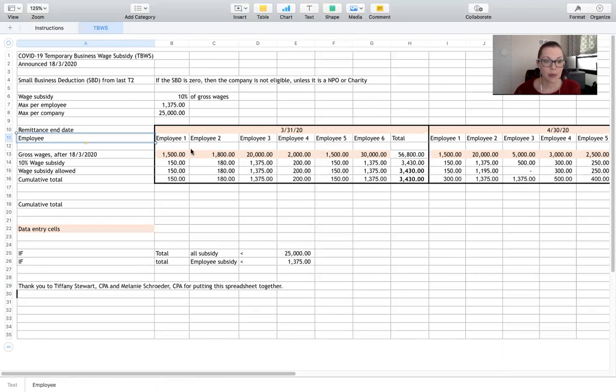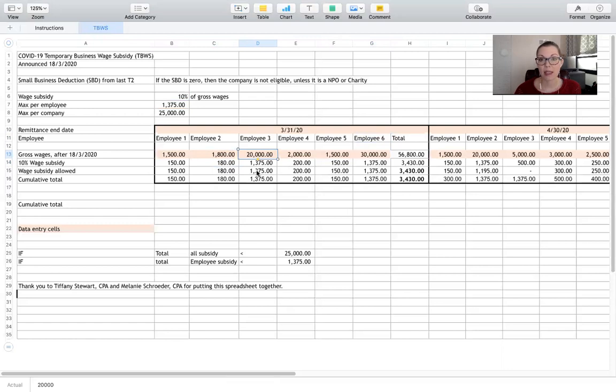So here's an example. Let's say this company has 6 employees, and this person's gross wages were $1,500 in this first pay period. The pay date in this case is March 31st. So that person's wage subsidy is $150. This person's is 180. This person was 20 grand, just for an example to see what happens when it maxes out.